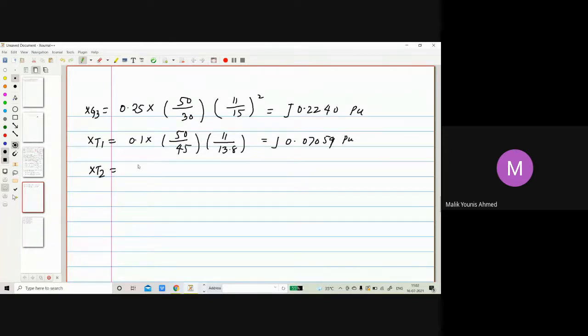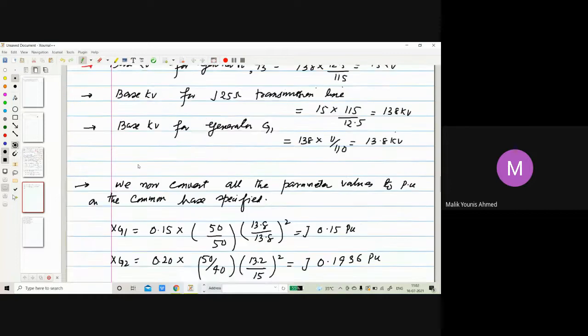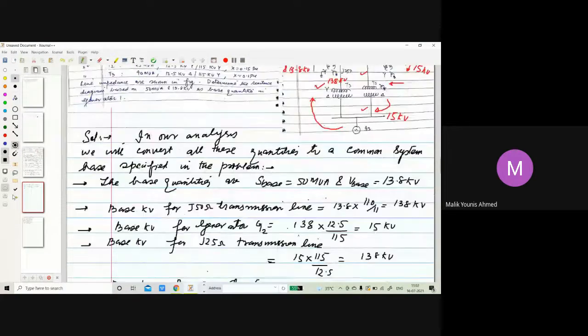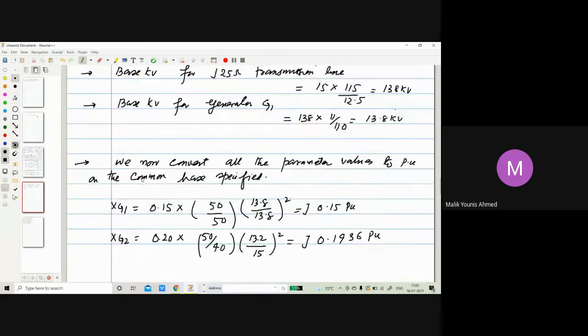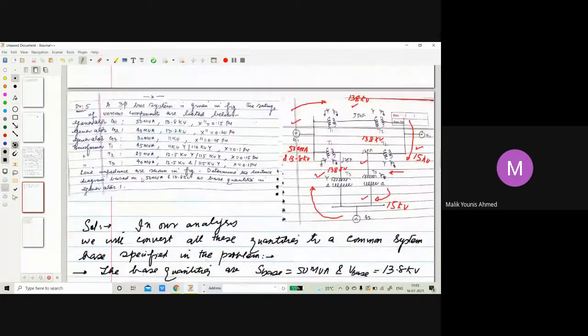What's XT2 now? You can go to the data again. XT2, I'm not writing for the secondary side now, because that will be a wastage of time. Earlier, in the first or second numerical, I have shown you both primary and secondary. You can check it yourself. As you are familiar with the problem, you can go for the one value only. Okay, XT2. Now, what is the S base new 50, S base old 25? Okay, go on the T2.